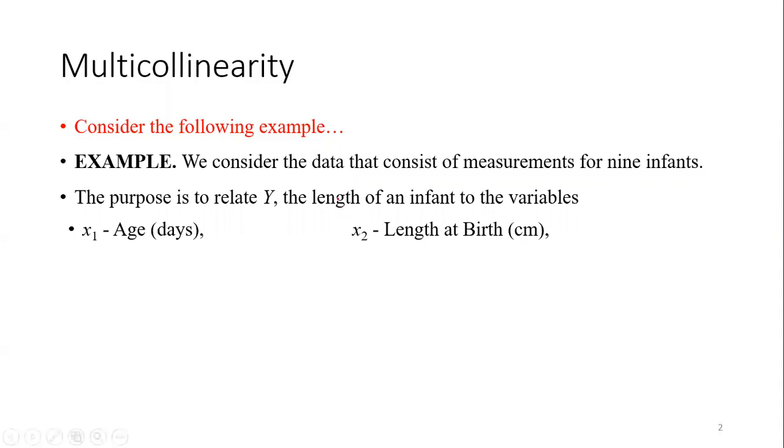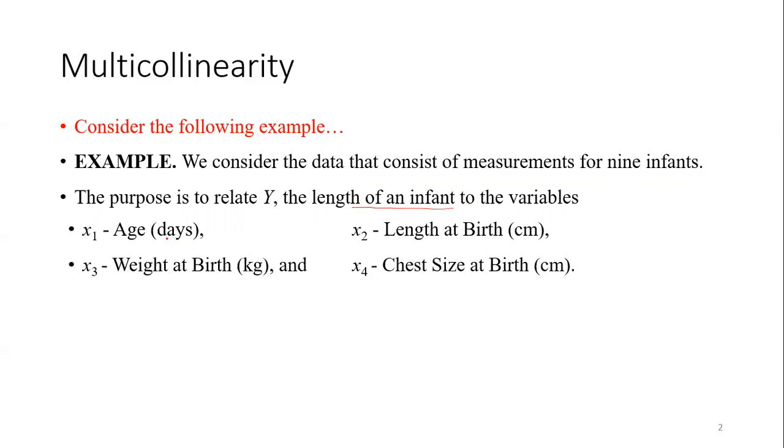We will try to relate the length of an infant, a newborn baby, to the following four variables: its age, its length at birth, its weight at birth, and its chest size. So I will try to find the relation between the length of a baby and its age, weight at birth, length at birth, and chest size at birth.